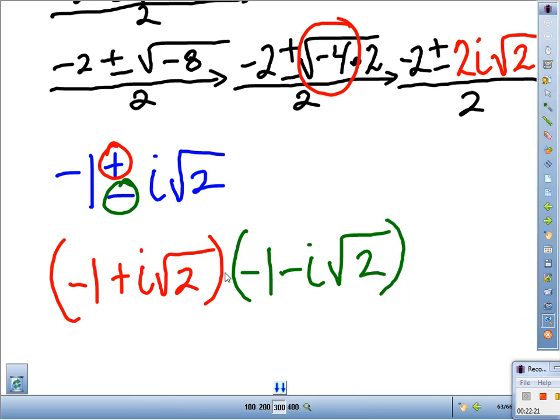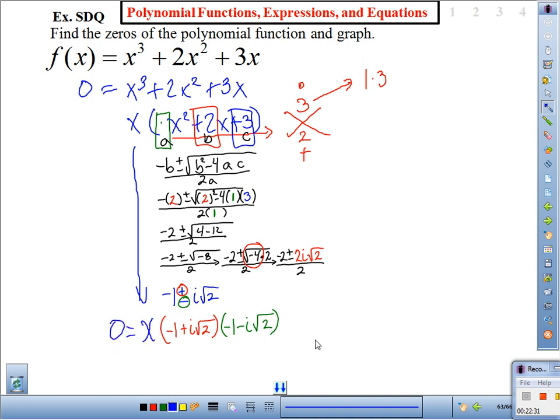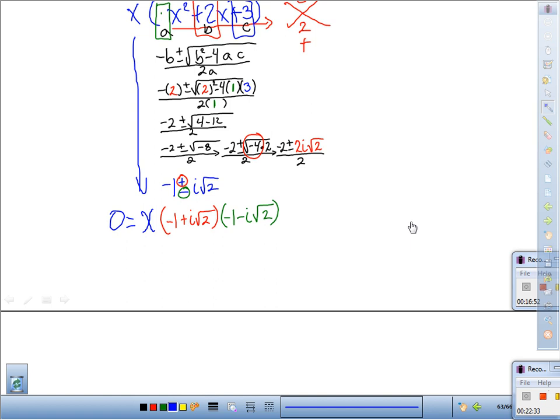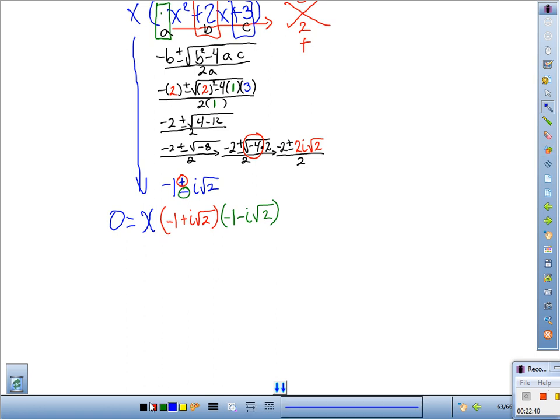All right, and don't forget what? Our BFF, which is x equal to 0. All right, we're almost done. What's the next step, everyone? Equal to 0. Okay, here we go. So we write x equal to 0. Negative 1 plus i square root of 2 equal to 0. And negative 1 minus i square root of 2 equal to 0.